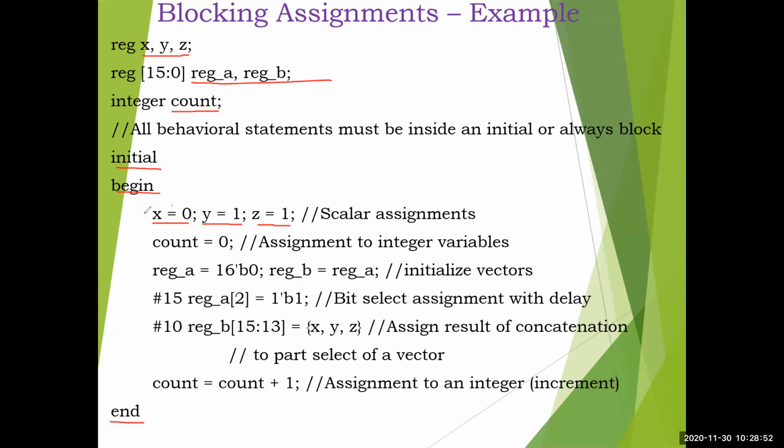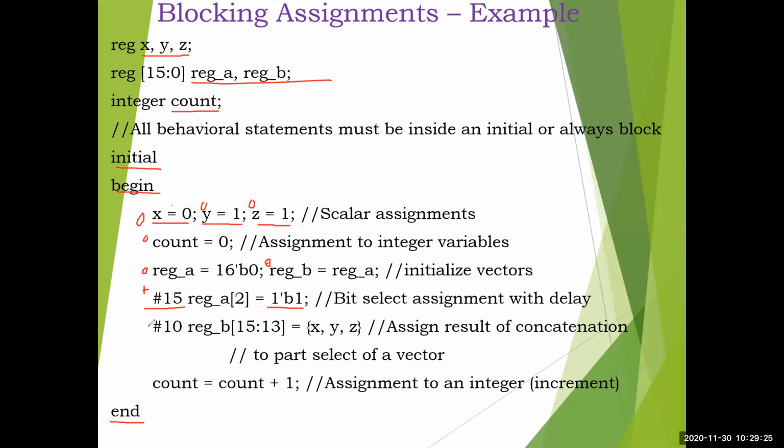Although they all have the same time, 0 simulation time, until this register B, they are all executing at 0 simulation time. But because of the blocking assignment statement, they will execute in the order: first x, y, z, then count, then register A, then register B. Whereas register A of 2 has a delay of 15. It will add with this 0 plus 15, so at 15 time units the 1-bit value 1 is assigned to A of 2.